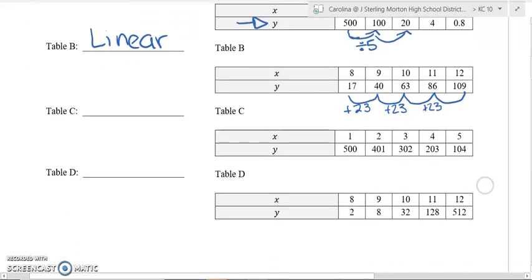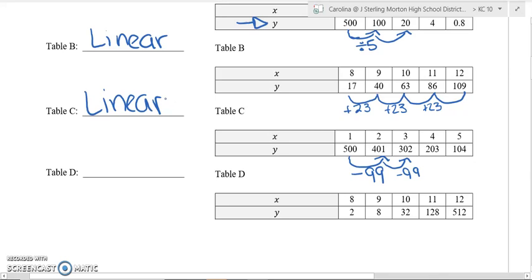Table C, I went from 500 to 401, 302, 203, 104. To get from 500 to 401, I subtracted 99. 401 minus 99 gives you 302. And if you keep following the pattern, you are subtracting 99. Since I'm subtracting, table C would be a linear function.